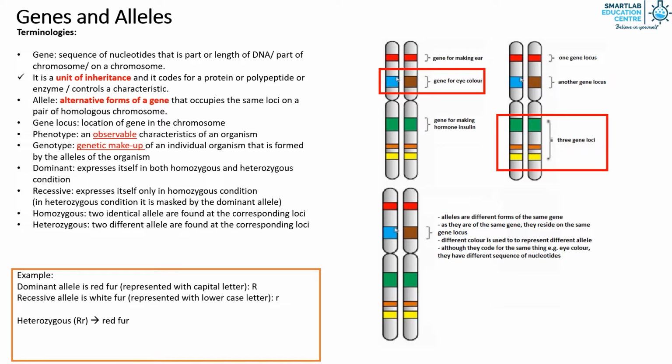In the homozygous dominant condition represented by both capital R, the phenotype of this organism is red fur. In the homozygous recessive condition represented by both lowercase r, the phenotype of this organism is white fur.